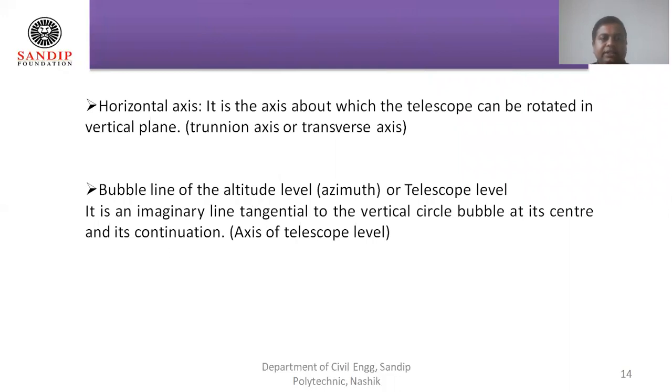Next is the horizontal axis. The axis about which the telescope can be rotated in the vertical plane. Suppose this is a horizontal axis, about which the telescope can be rotated in the vertical plane. That is called the horizontal axis, also called the trunnion axis. Next, bubble line or altitude level of the telescope. It is an imaginary line tangential to the vertical circle bubble at its center and its continuation. That is called the bubble line of the altitude level.